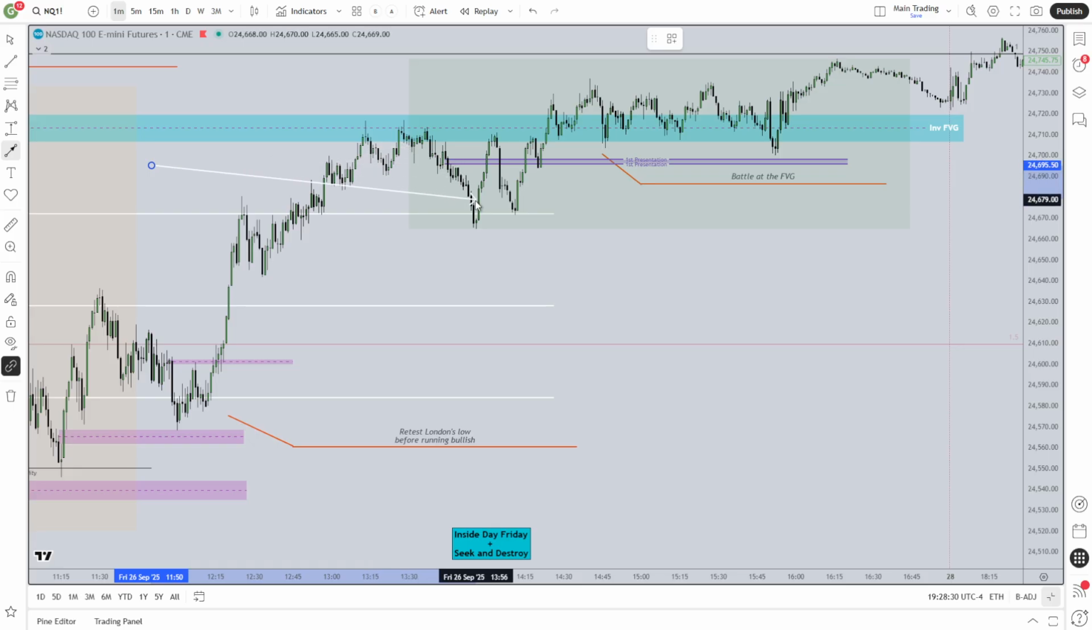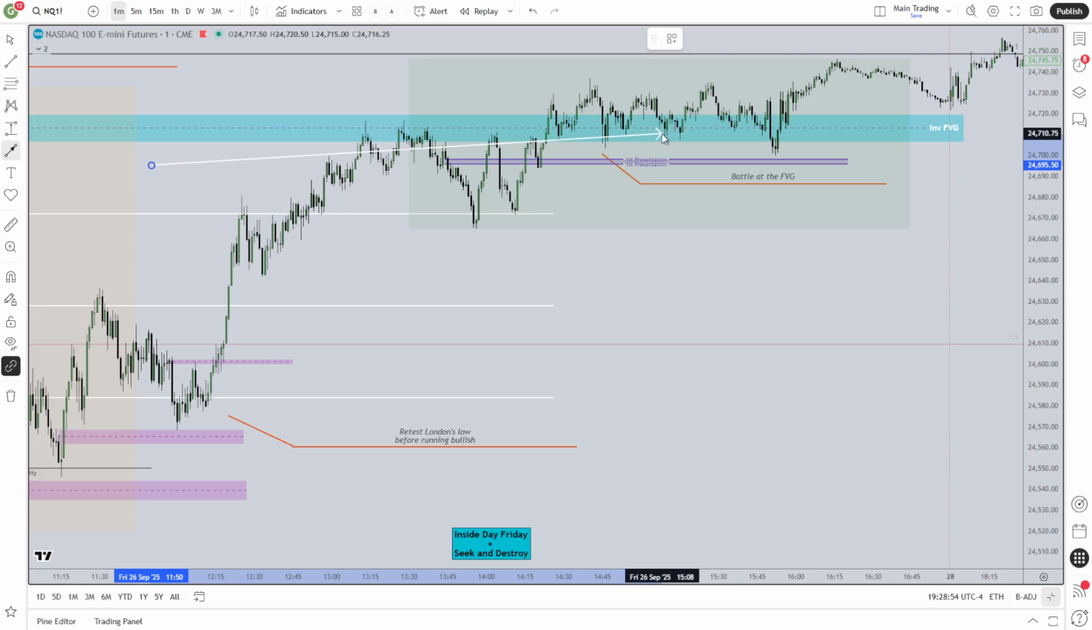We take a dive lower. We reject off London's high. We fight through this area here, but again, bullish arrays, bullish levels, London's range high, bullish fair value gap. This inversion does play a role on this move here, and then we just start to climb higher, and then we fight through this inversion fair value gap.